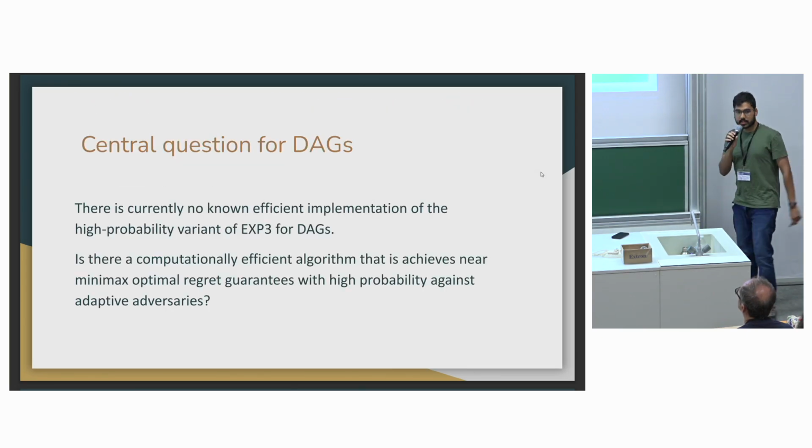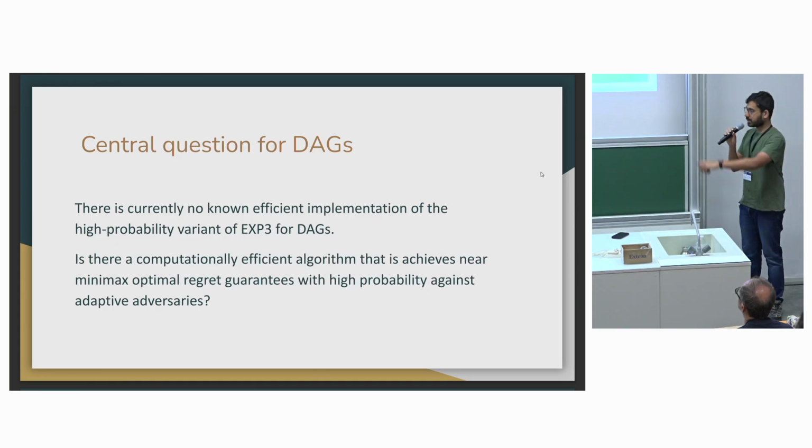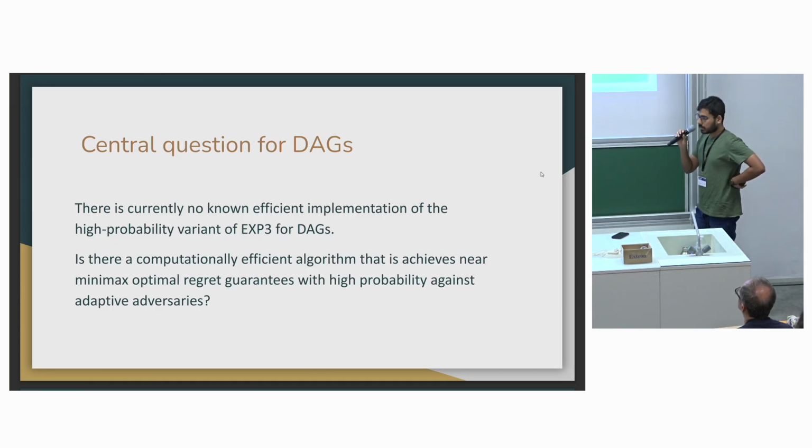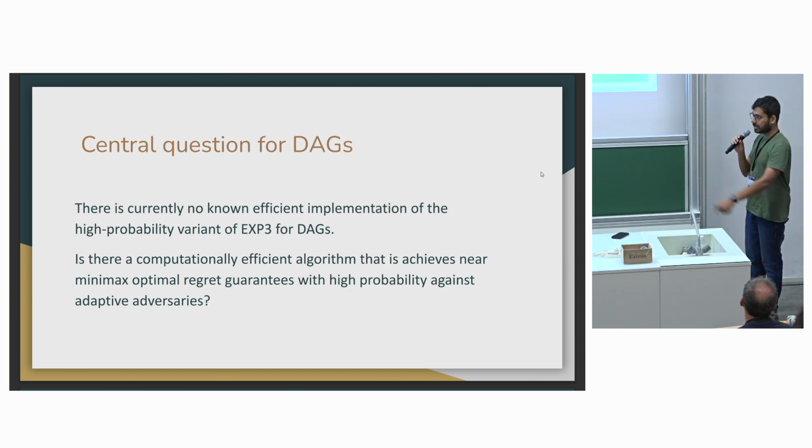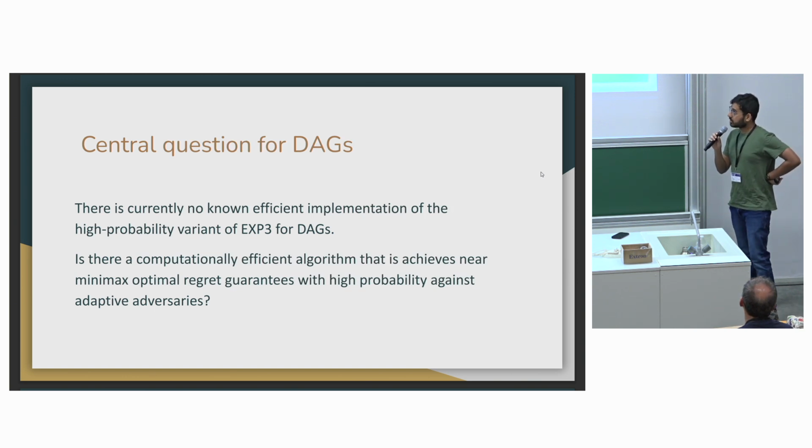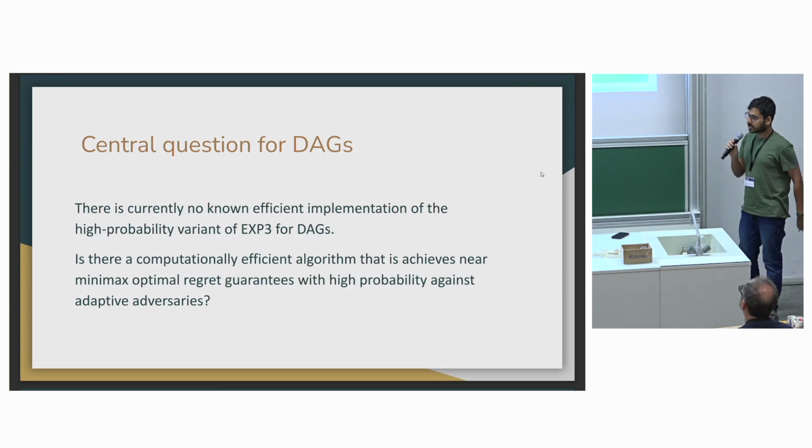But what's the issue with exponential weights? At least for this particular variant of exponential weights, no efficient implementation is known. So the question that we are interested in is: can we get the same regret bounds as exponential weights, but by constructing a computationally efficient algorithm?